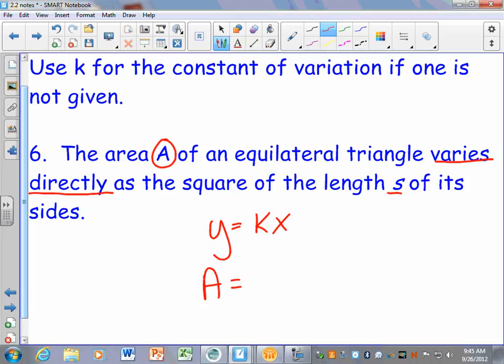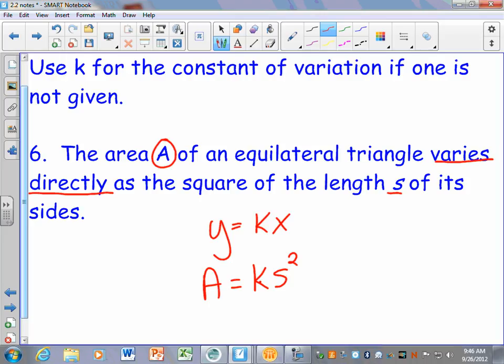So varies directly, I'm going to keep my k in there. How would I write what's on the other side of varies directly? The square of the length s of its sides. Yeah, the sides, the square of the side s. So s squared. So your constant of variation is k, because they don't tell us what the constant is. Variables s and 2 power. Yeah, so this is definitely a power function. K is your constant, exactly like you said, Logan. It would be a power of 2. S would be your variable.